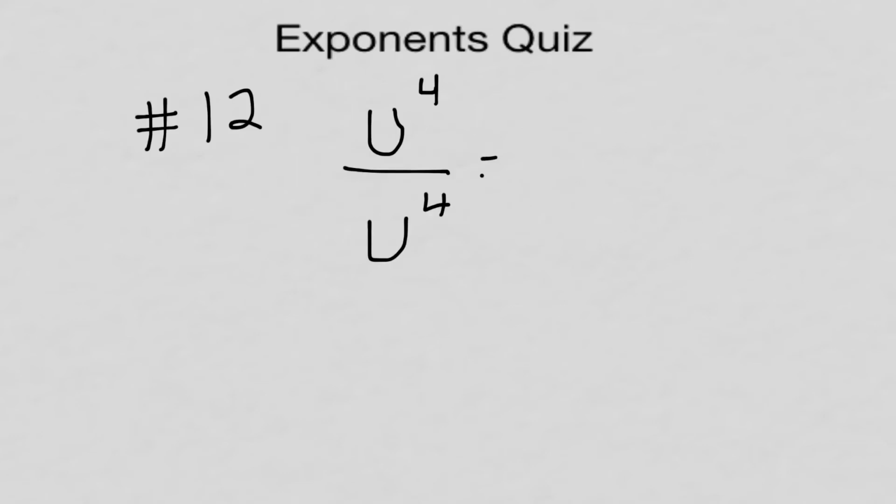All right, for number 12, we've got another one of those problems. Something over top of itself. We've got u to the fourth divided by u to the fourth. I hope this takes you about 1 millisecond to complete. Anything divided by itself is going to be 1.